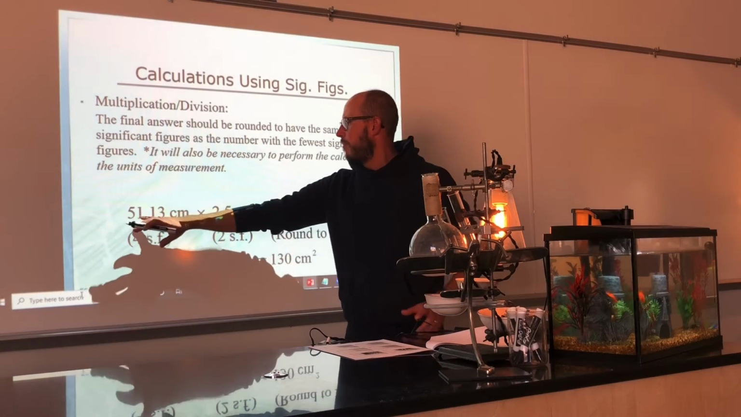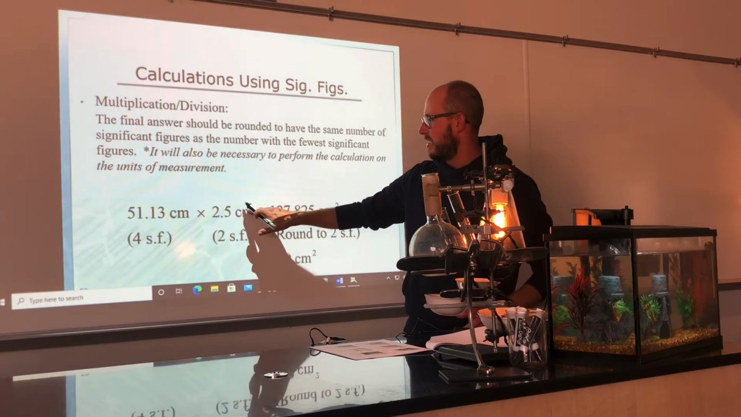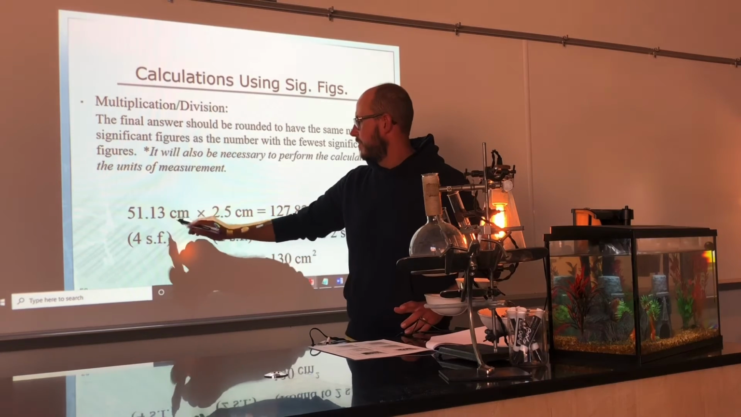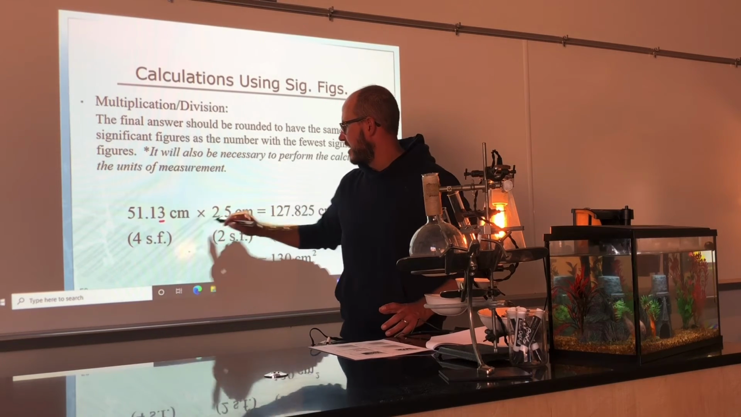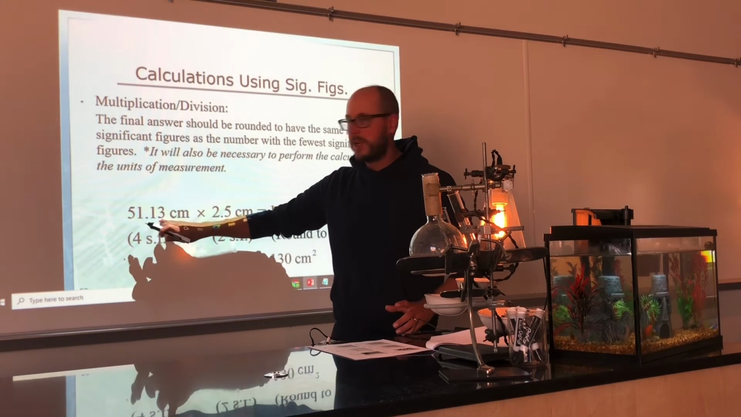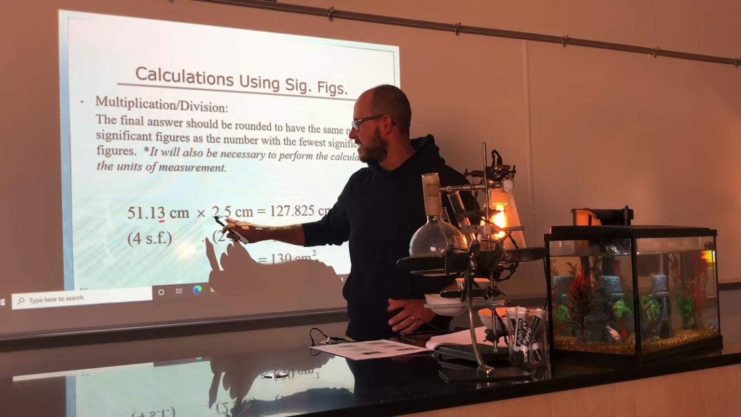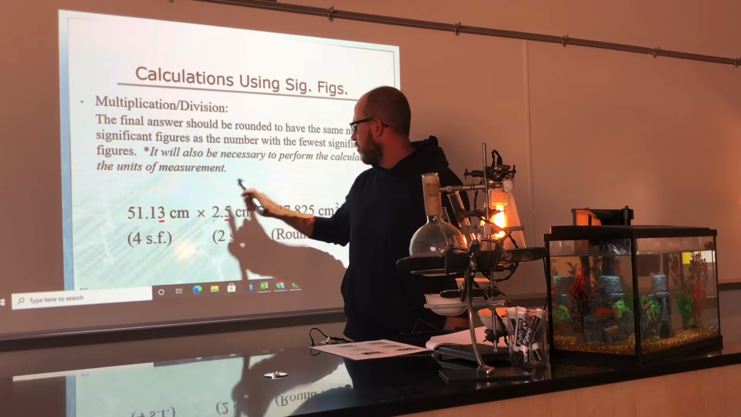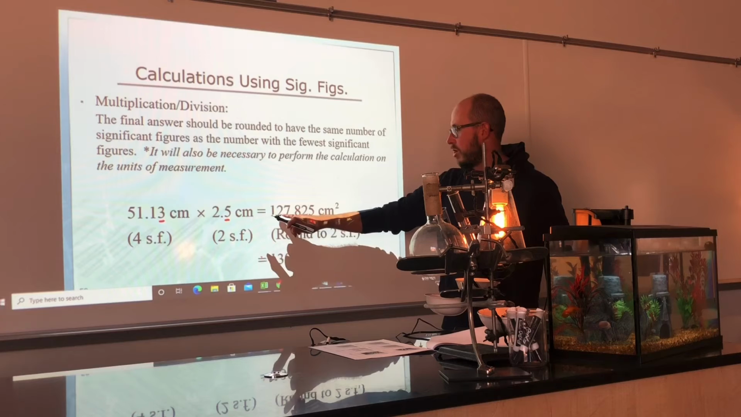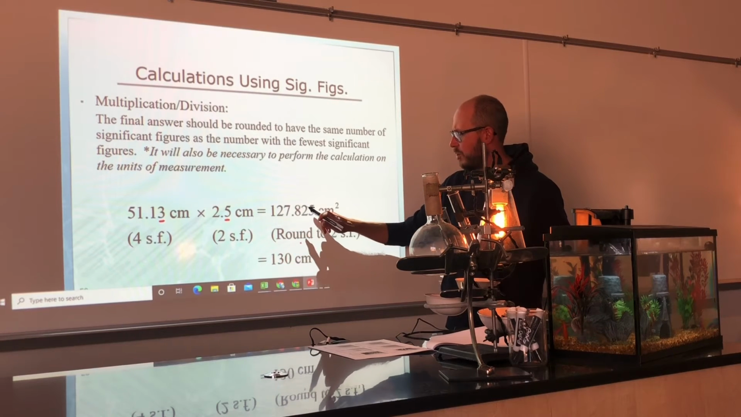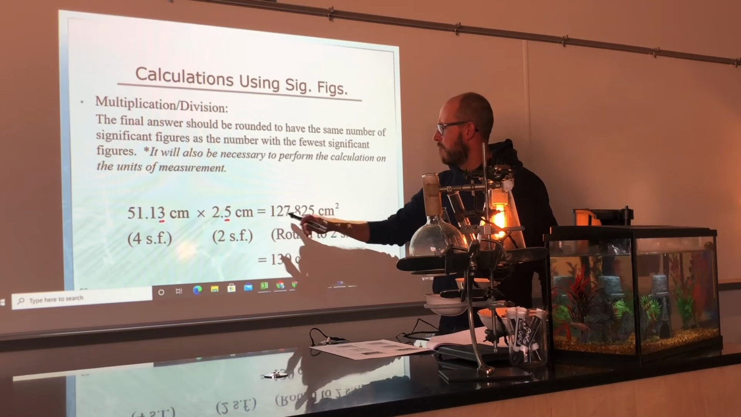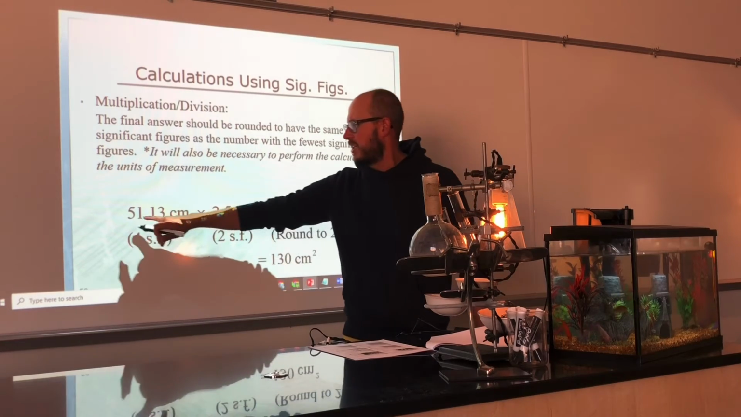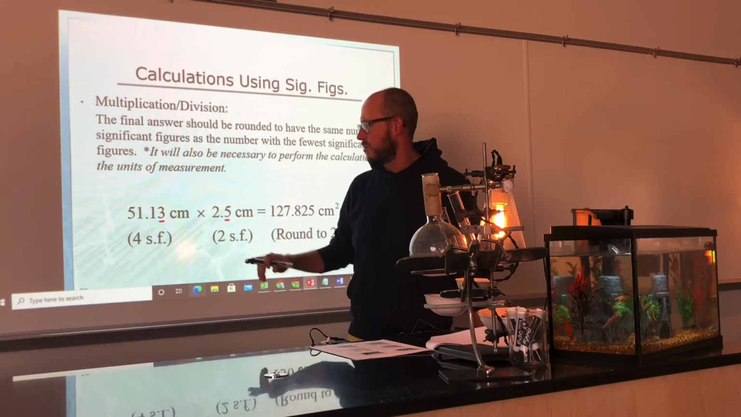For example, if we're multiplying these two measurements together, in each case, you have an estimated digit. The 3 is estimated, the 5 is estimated. So when we multiply these together, we can't report our answer as 127.825 centimeters squared. Most of this is garbage because we don't have a lot of precision in the numbers we started with.